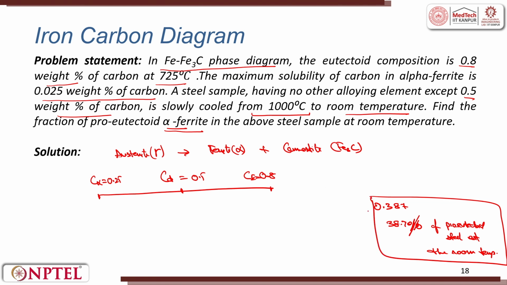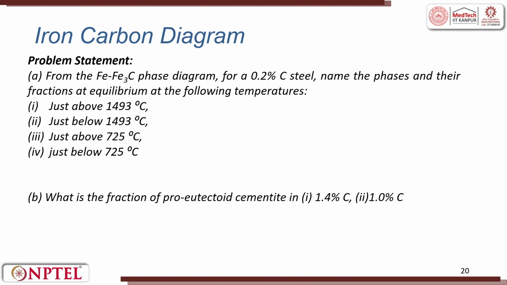Another problem statement is asking about the names of the phases and their fractions at equilibrium at the following temperatures. Just above 1493, what exists? Just below 1493 degrees, what exists? Just above 725, just below 725. Different researchers keep telling these as different temperatures. Some people say 725, some people say 727. So, whatever is given in the problem statement, we will do accordingly. And the next problem is, what is the fraction of the pro-eutectoid cementite at 1.4% carbon and 1% carbon. This also you can simply solve.